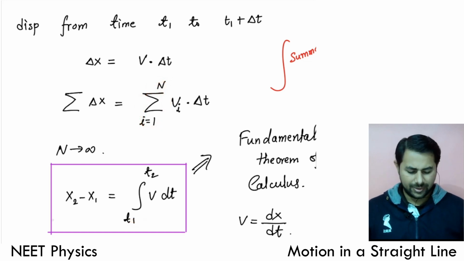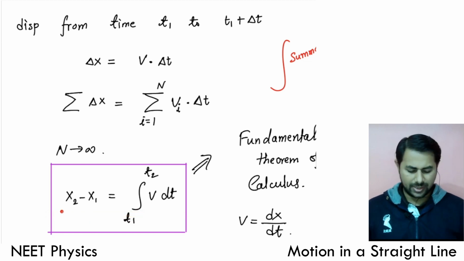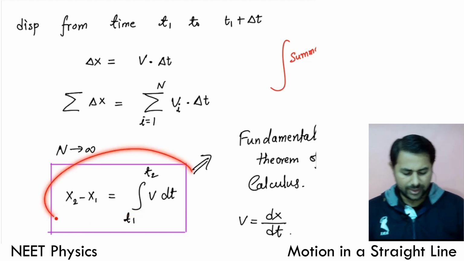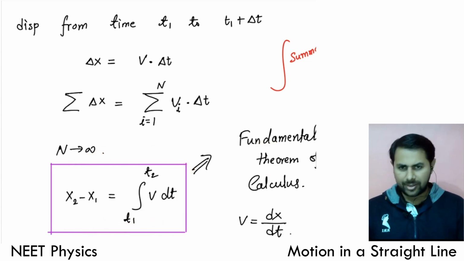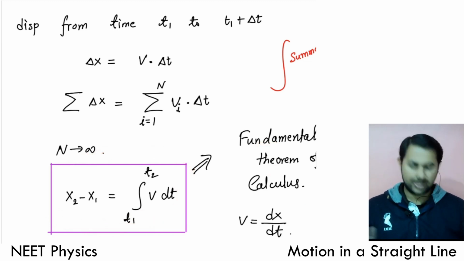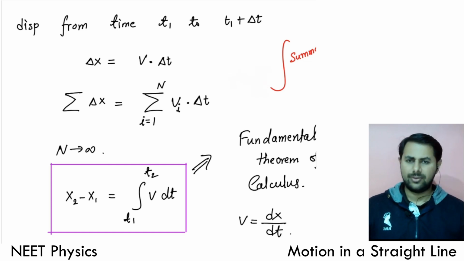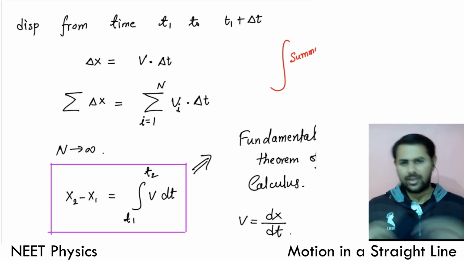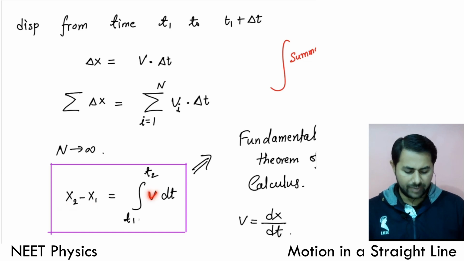And we had seen this in basic maths, this is the fundamental theorem of calculus. So what does the fundamental theorem of calculus say? Suppose v is equal to dx by dt. If v is the derivative of x, then if you integrate v, you get x2 minus x1. If you integrate v from t1 to t2, you will get what? x2 minus x1.